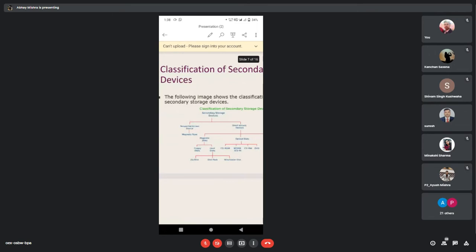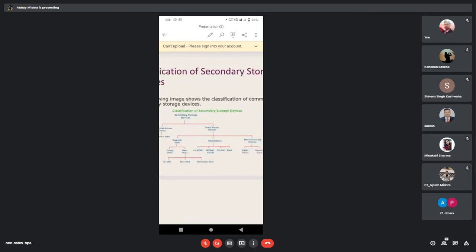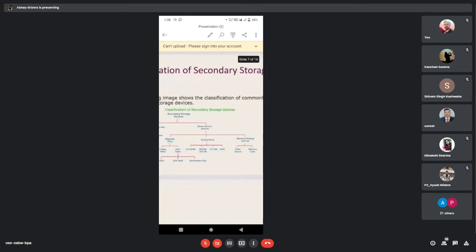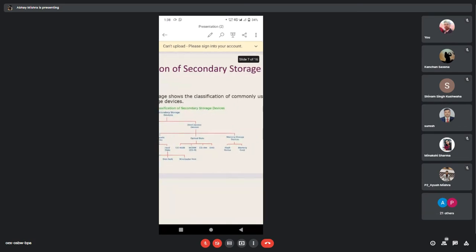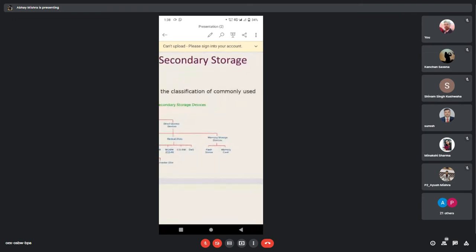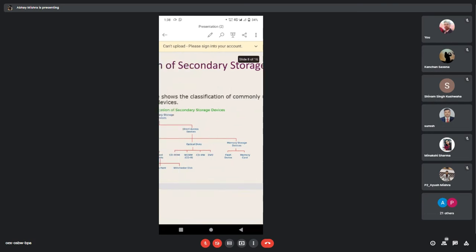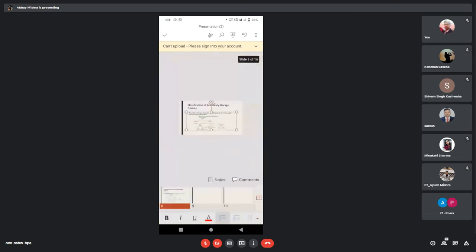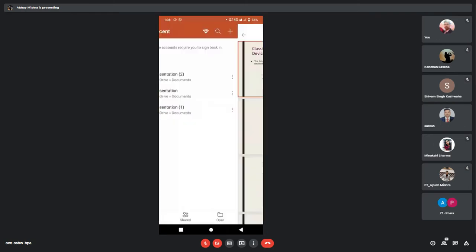Magnetic disks are divided into two: floppy disk and hard disk. Optical disks are categorized into four: CD-ROM, WORM, CD-RW, DVD. Memory storage devices are categorized into two types: flash drive and memory card. This was my presentation.